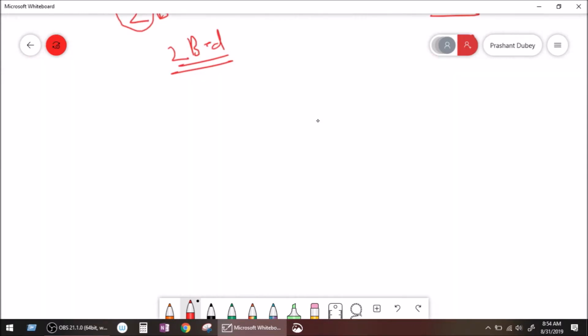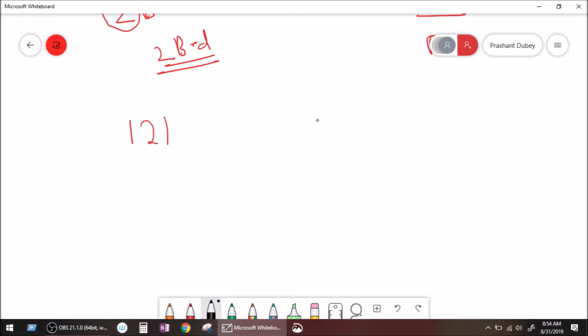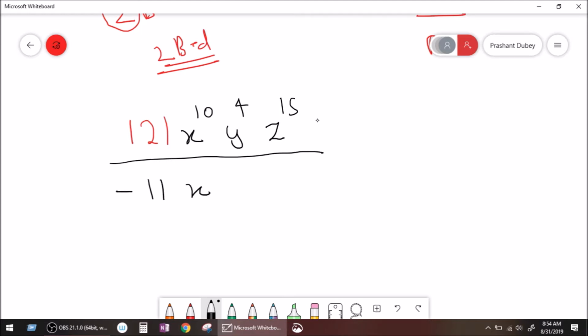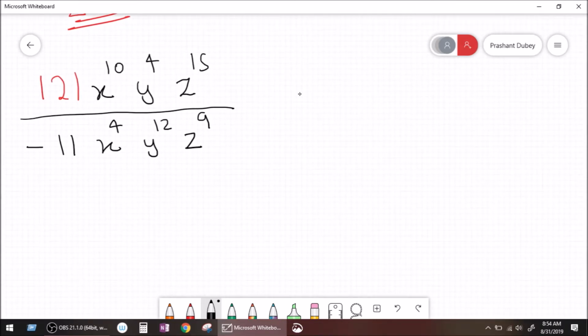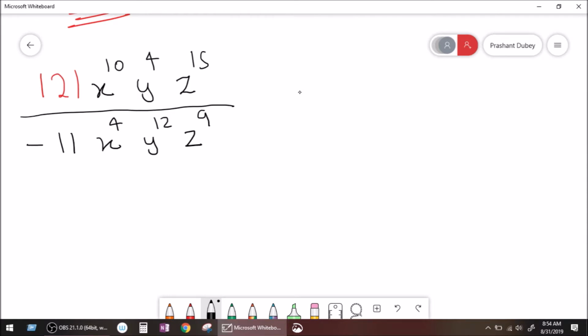Right, class. So now let's take a good example. Let's take 121 x to the power 10, y to the power 4, and z to the power 15, divided by minus 11, x to the power 4, y to the power 12, and z to the power 9. Pay attention because this will come in the final. Okay? So, class, what do we do?